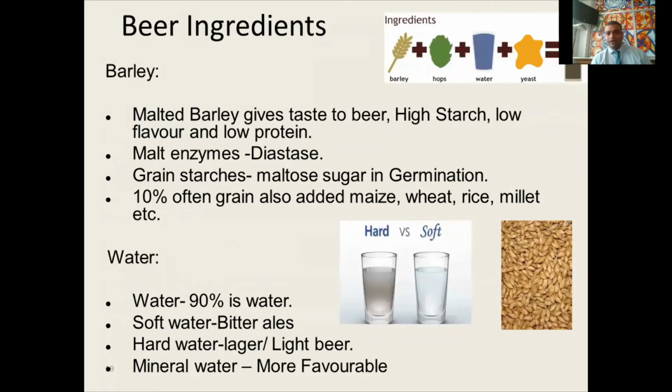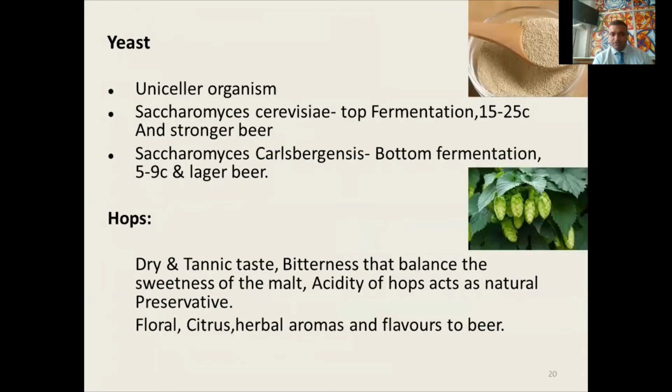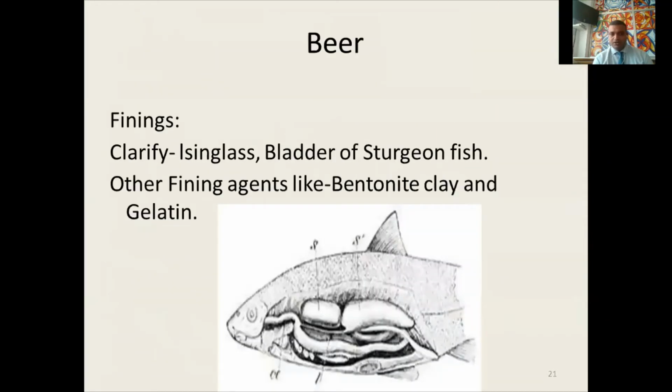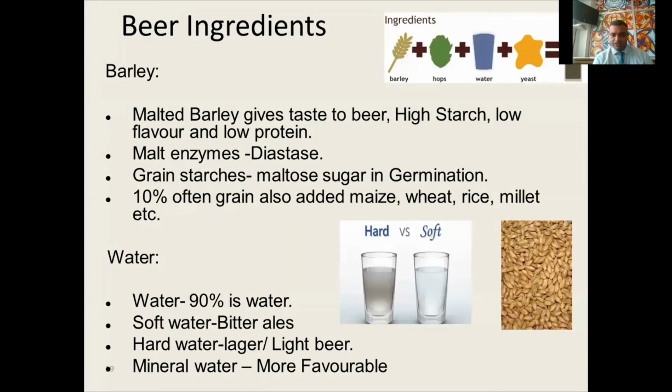So the next topic I'm going to cover is the beer ingredients. What are the ingredients required to make beer? Number one is barley. Number two is water. Number three is yeast. Number four is hops. Number five is fining agent. So these are the five ingredients required to make beer.